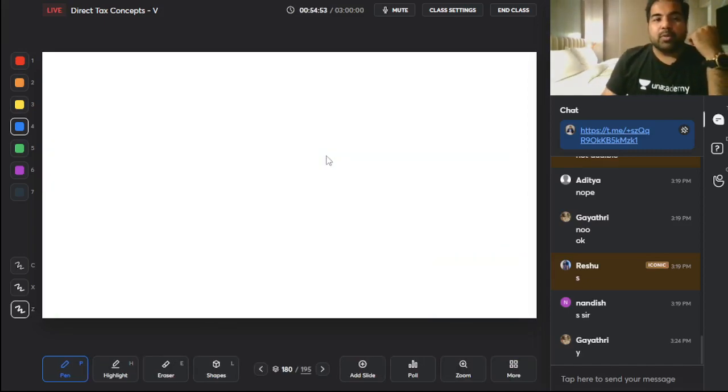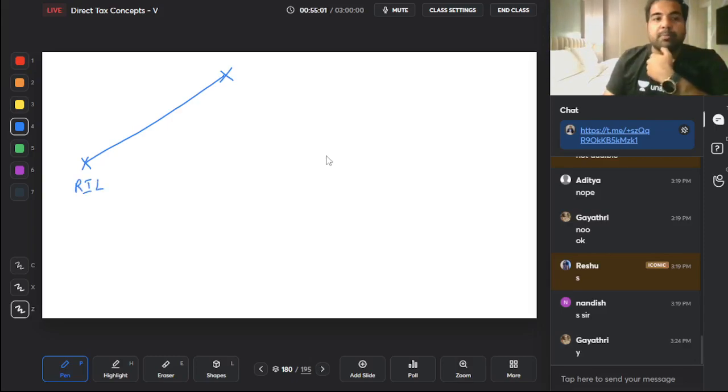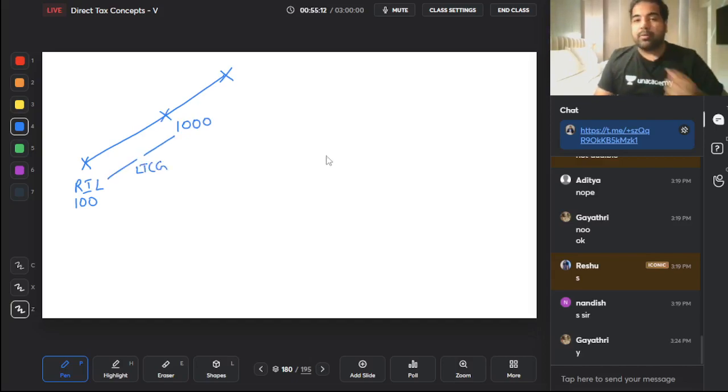Guys, earlier your listed equity share was exempt from tax. Let me show you how. If you buy your Reliance share, which is a listed equity share, let's say for 100 rupees, and if it would go even up to 1000 rupees, this would be exempt earlier. This long term capital gain was exempt earlier.